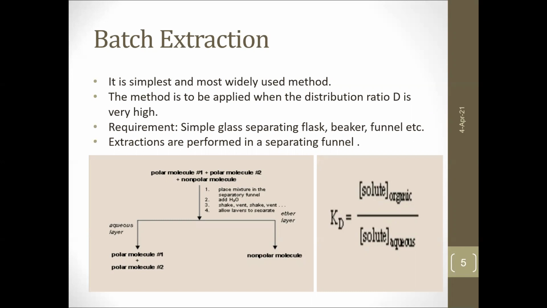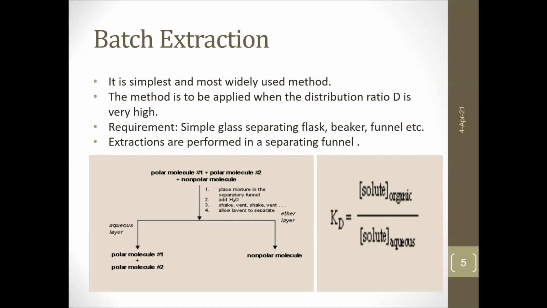For batch extraction, we use the separating funnel. When two immiscible liquids are placed in the separating funnel, two phases are observed. For batch extraction, we use the simple separating funnel. Immiscible liquids are the liquids which cannot be mixed and do not give a single phase.